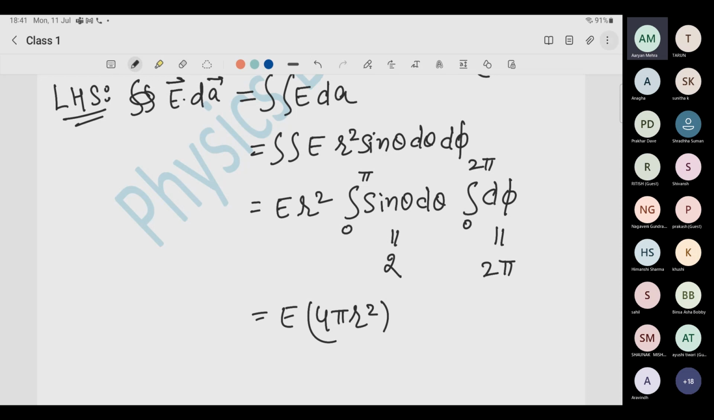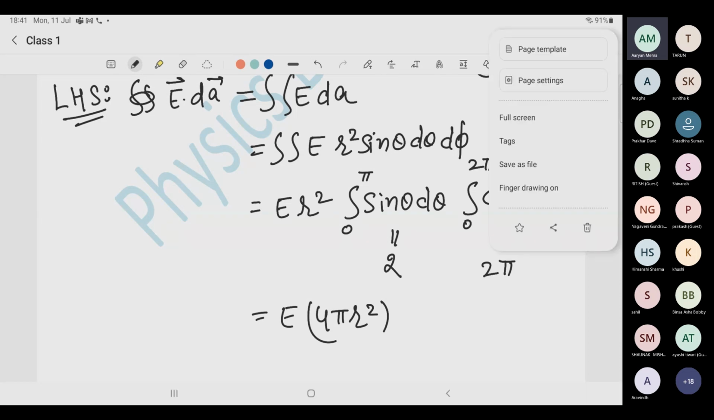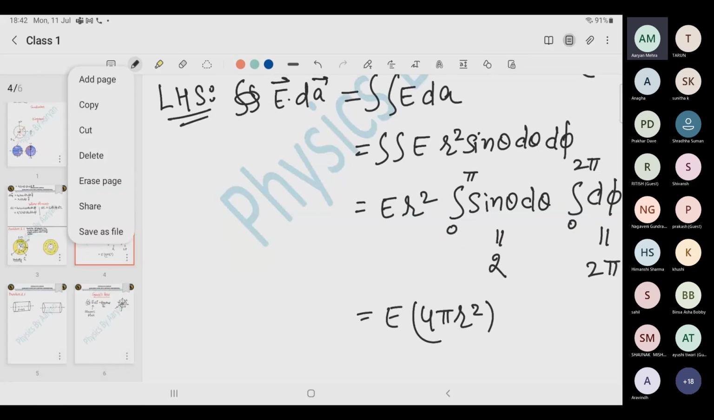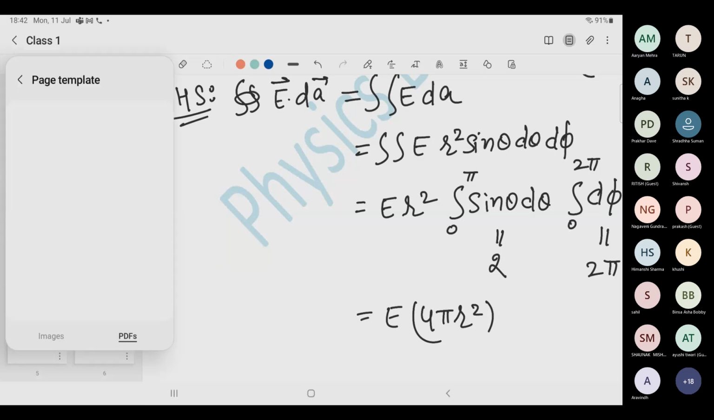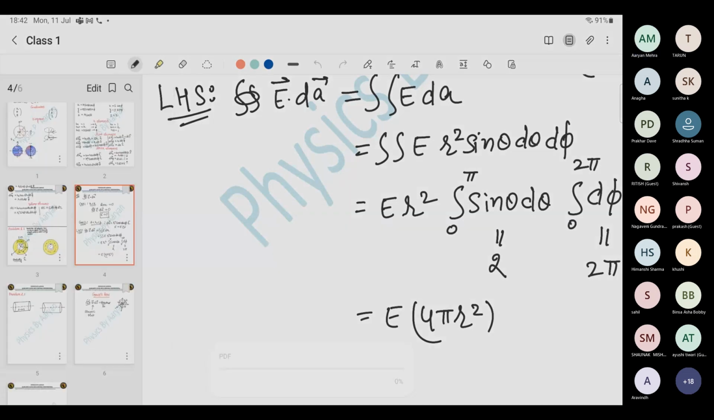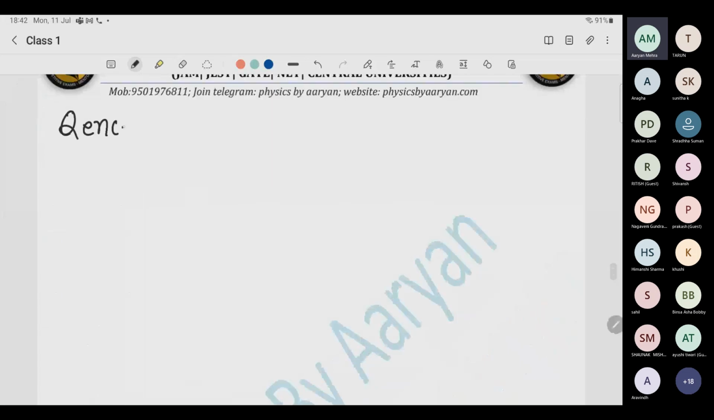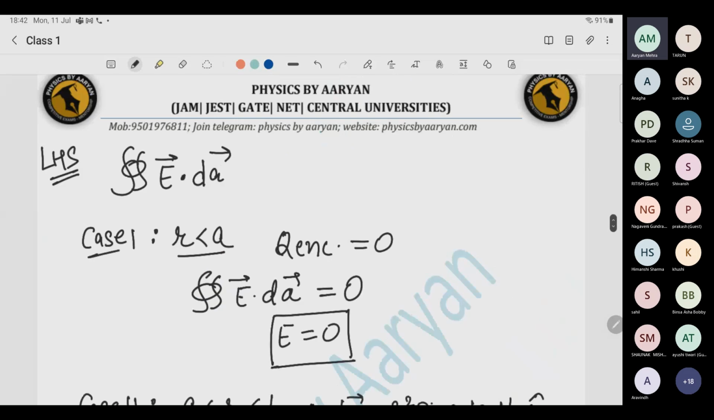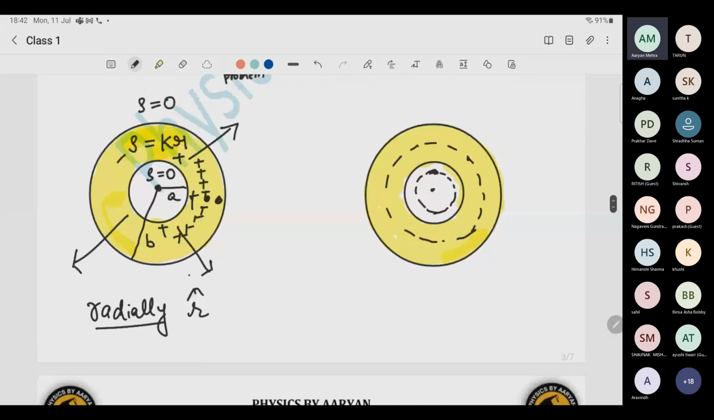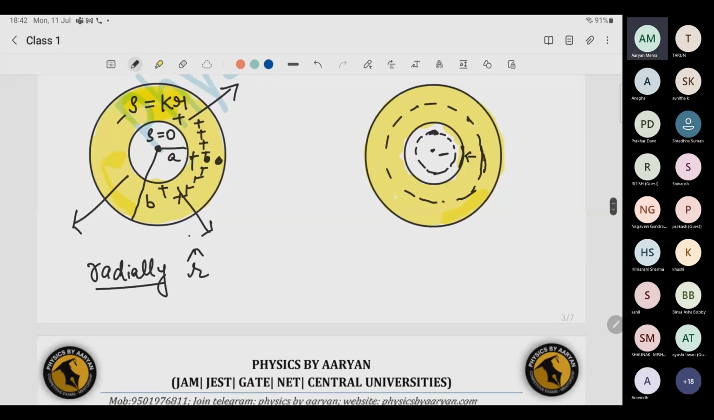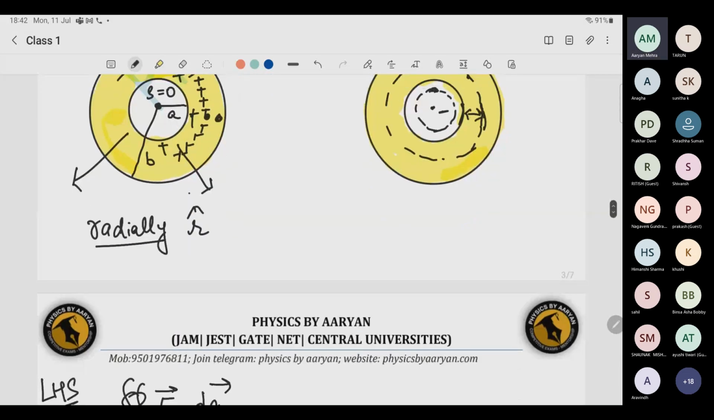But this is not our main idea. Left hand side is easy. Right hand side is a big problem for us. Now let's do the right hand side. So what is the charge enclosed? I first want you to see this image again. Your charge density is not here. Your charge density starts from here, and till here you have to see how much of the charge is enclosed within this area.